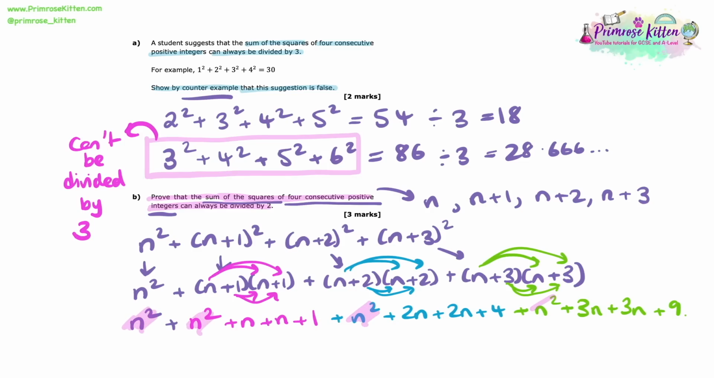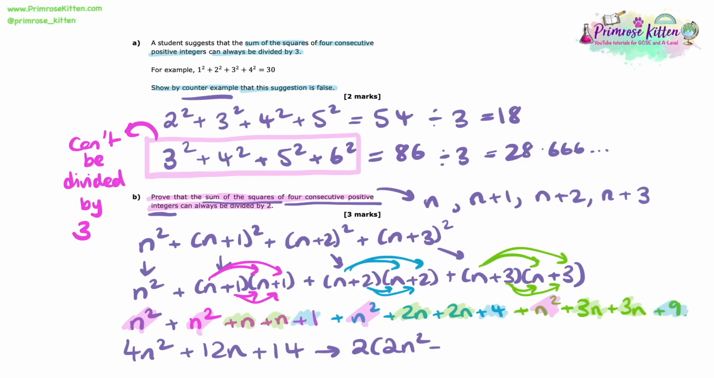So let's get our like terms together. We've got n squared plus n squared plus n squared plus n squared. So we've got 4n squared. Now let's take a look at the n's. So we've got n plus n, so 2n, plus another 2n, 4n, another 2n, 6n, another 3n, 9n, and then another 3n is 12n. So we've got 4n squared plus 12n at the moment. Now finally, just the units on their own, we've got plus 1, plus 4 and plus 9, which gives us plus 14. Now we need to show it can always be divided by 2.